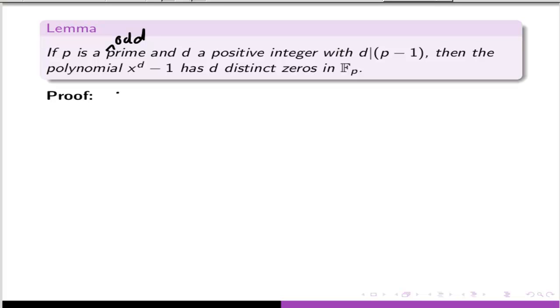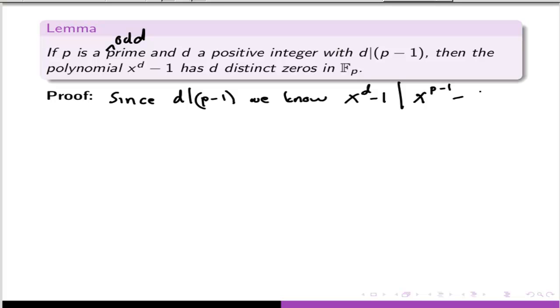So since d divides p minus 1, we know that x to the d minus 1 is a divisor of x to the p minus 1 minus 1. That's an elementary fact. But we know how to factor the polynomial on the right-hand side.